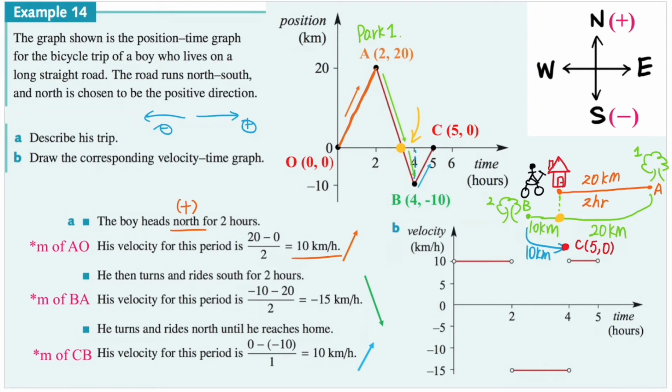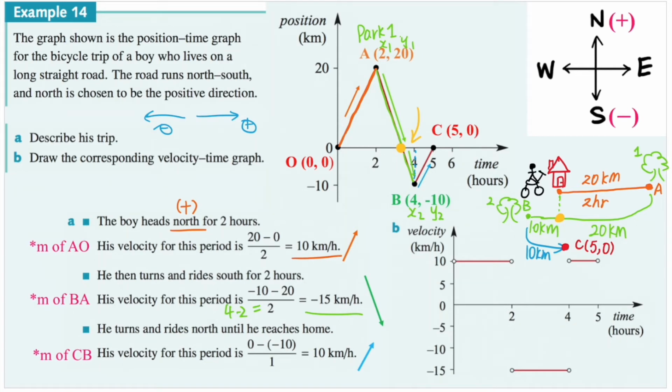And he then turns and rides south for 2 hours. This was defined by this green line. Again, this is our y2, this is our y1, minus x2 minus x1. The gradient, or the average velocity, is going to be negative 10 minus 20 over 4 minus 2, which is 2. The average velocity turns out to be negative 15 kilometers per hour. Now, don't let this confuse you. Although we have the graph both above and below the x-axis, since we are traveling in the opposite direction, that's why the average velocity is negative.